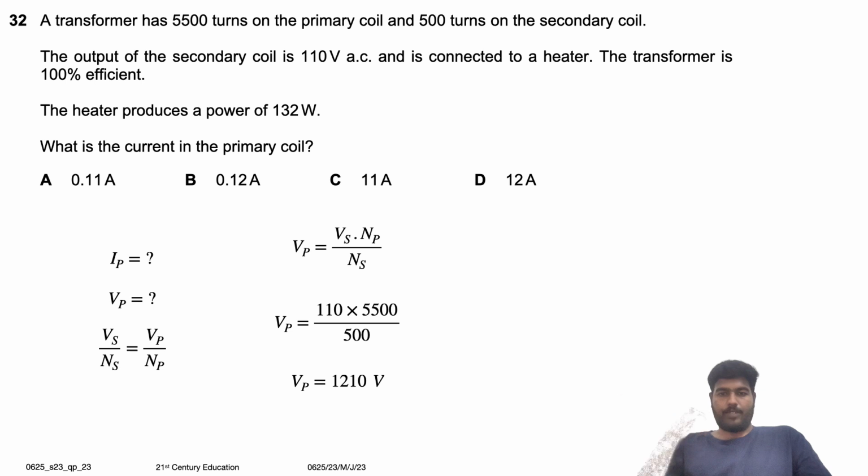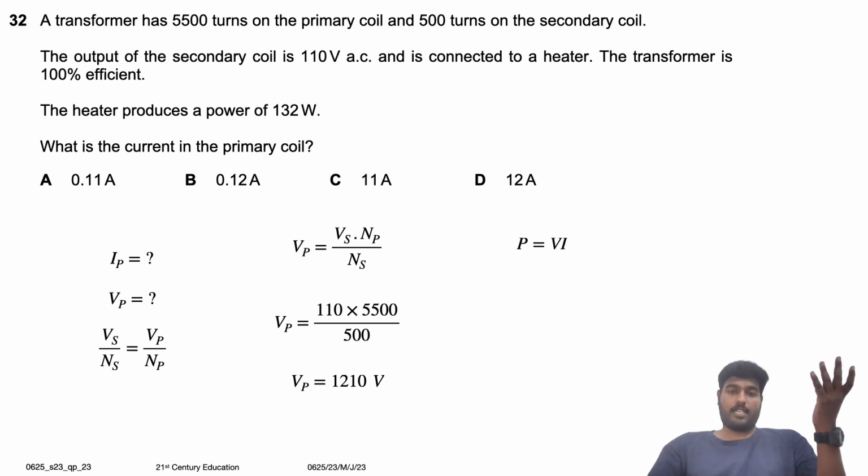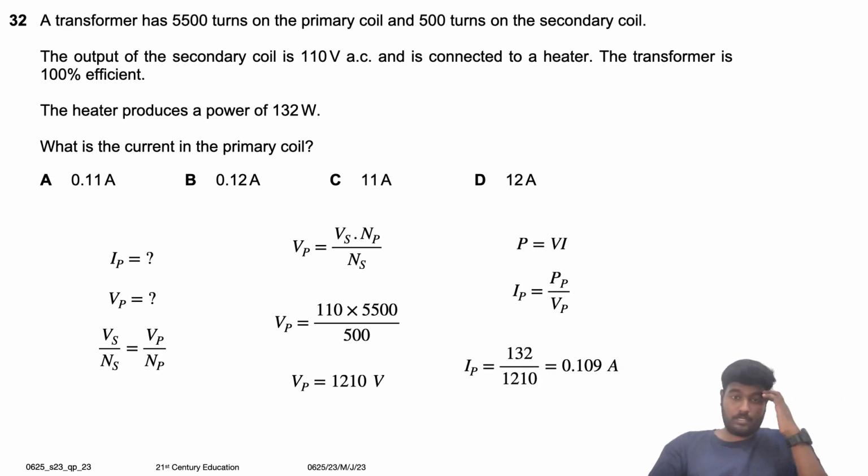We know that power is voltage into current. They are asking what is the current in the primary coil. That's the question, right? So power is voltage into current, so current is power by voltage in the primary. The heater produces power of 132 watt.